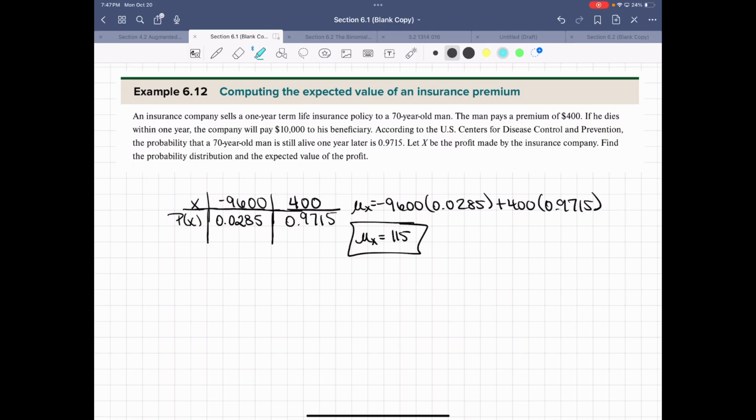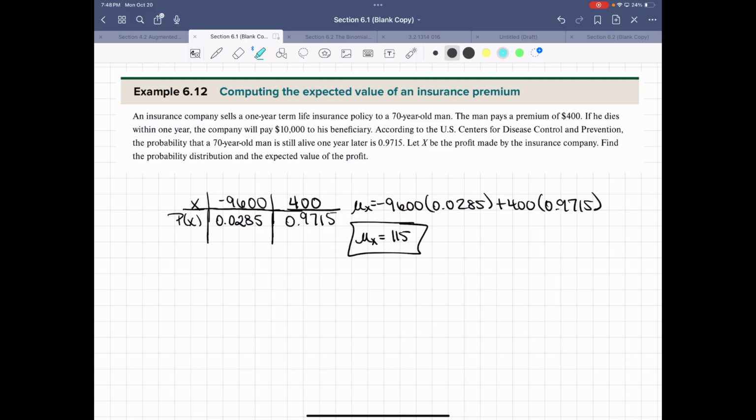An insurance company sells a 1-year term life insurance policy to a 70-year-old man. The man pays a premium of $400. If he dies within 1 year, the company will pay $10,000 to his beneficiary. According to the U.S. Centers for Disease Control and Prevention, the probability that a 70-year-old man is still alive 1 year later is 0.9715. Let X be the profit made by the insurance company. Find the probability distribution and expected value of the profit.